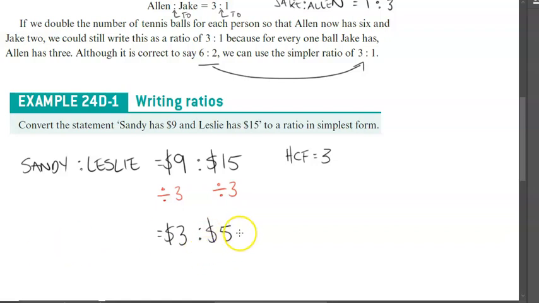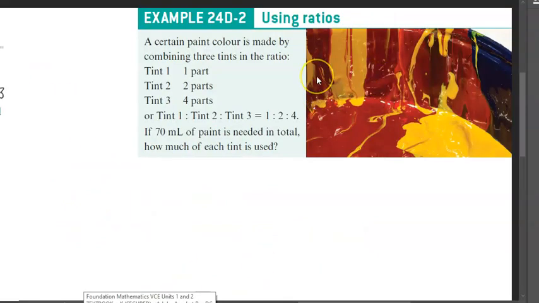This right here is just the simplified version, or the simplest form. This here is the simplest form. So when you're working out ratios with a question like this, you have to make sure that it goes down to its simplest form. We're now going to see the more application side of ratios.